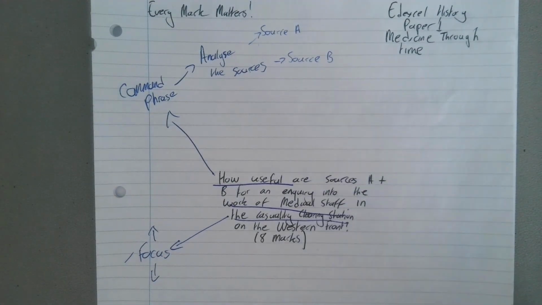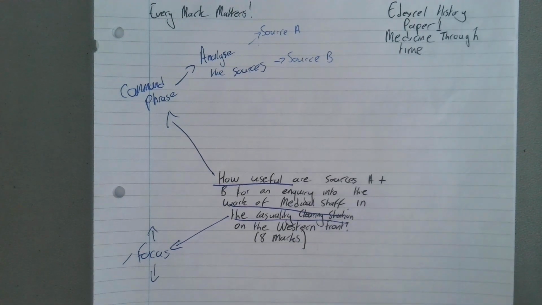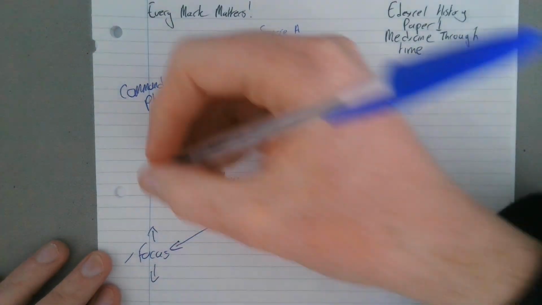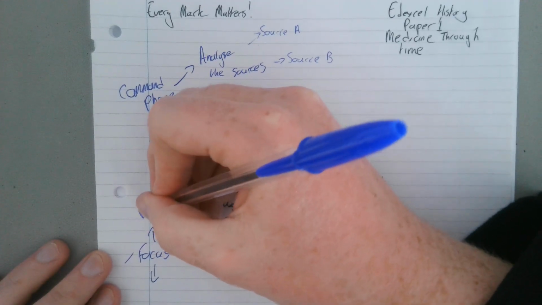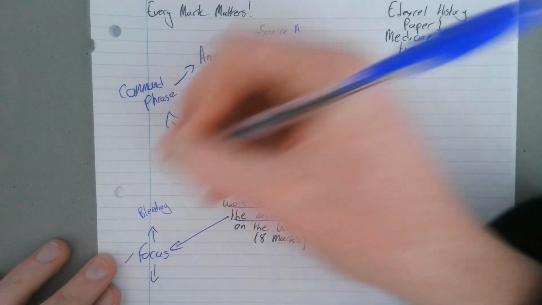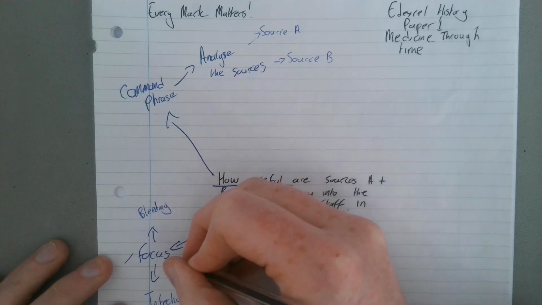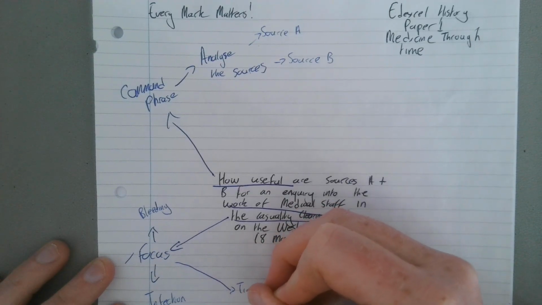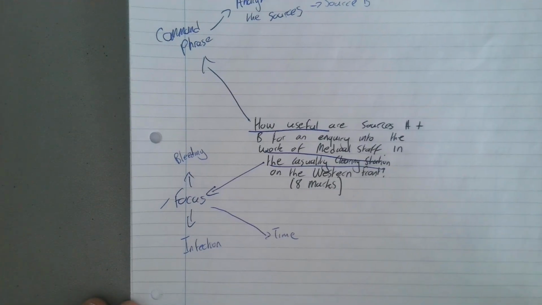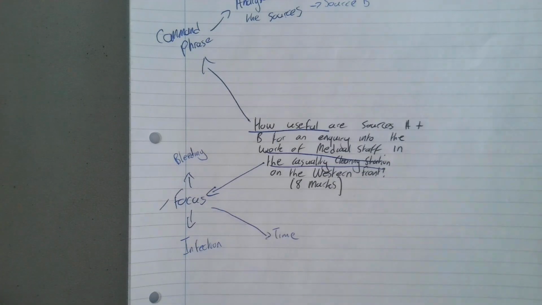Now, before we even look at the sources themselves, we need to dedicate some time to the focus. So we need to think about the work of medical staff at the casualty clearing stations. Whenever I'm thinking about how to do these types of questions, I try to organise my knowledge into three areas. The first area might be bleeding. The second might be infection. And then the third might be time. So bleeding, infection, time. I'm going to try and organise my thoughts around these topics.